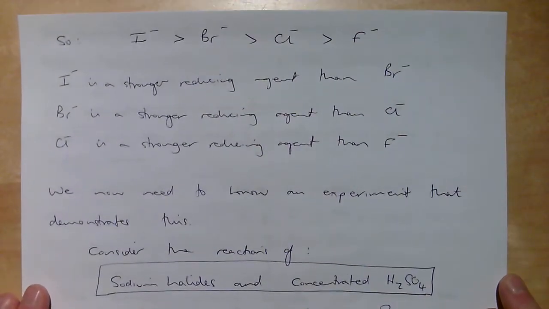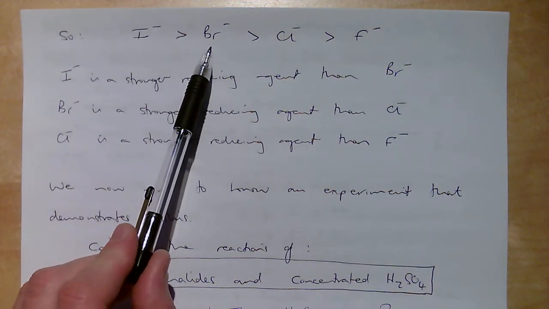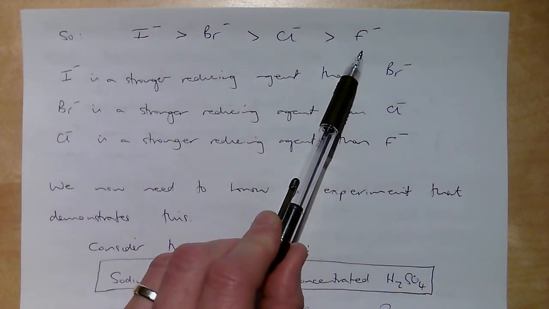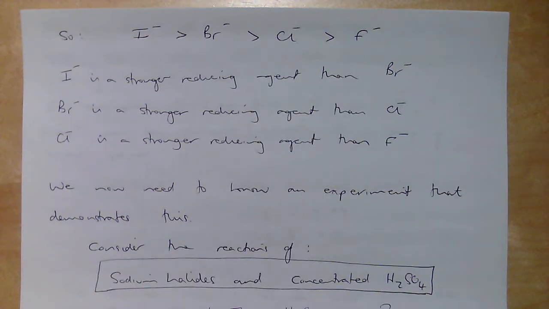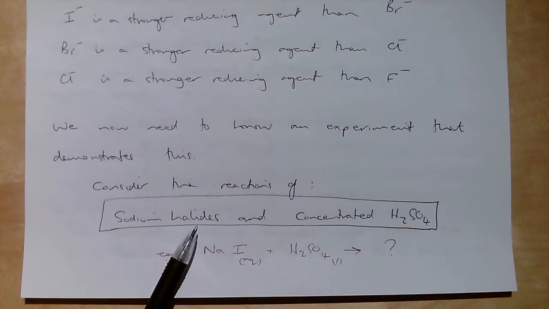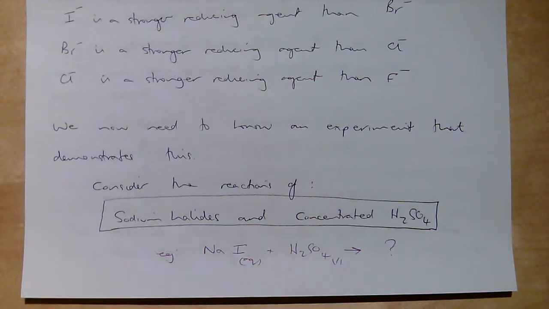So we're going to make this prediction that I- is a stronger reducing agent than Br-, which is a stronger reducing agent than Cl-, which is a stronger reducing agent than F-. We now need to back this conclusion up with an experiment, and the experiment we're going to carry out is a reaction between the sodium halide and concentrated sulfuric acid. So for example, sodium iodide and H2SO4 liquid, which is concentrated sulfuric acid.